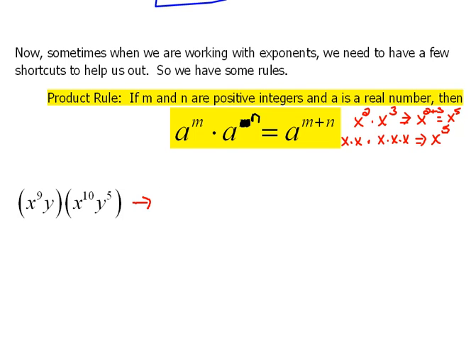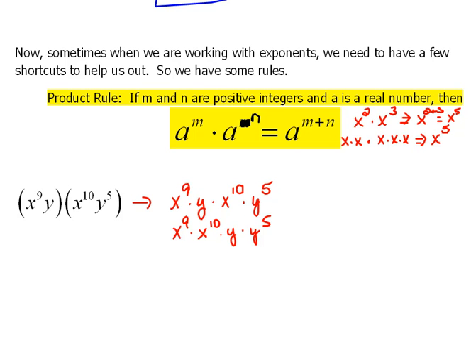This literally means x to the 9th times y for our first parenthesis. And then our second parenthesis is x to the 10th times y to the 5th. And we are multiplying these two things. Well, if you'll remember about multiplication, it is both commutative and associative, meaning you can do it in any order that you want to. So according to that property, I should be able to rearrange this multiplication and say, let's multiply our x's together first, and then our y's together.